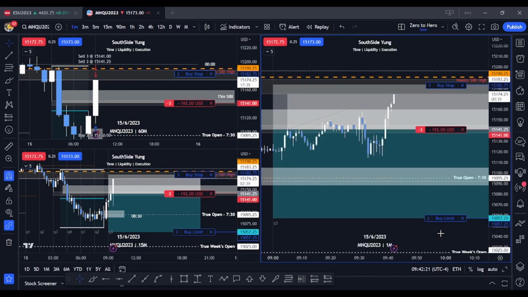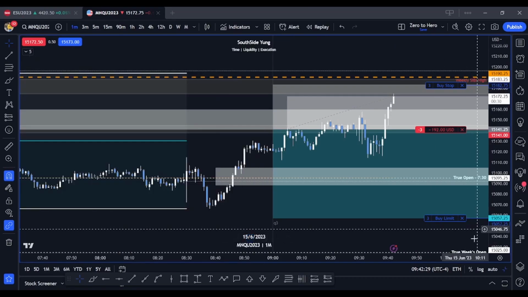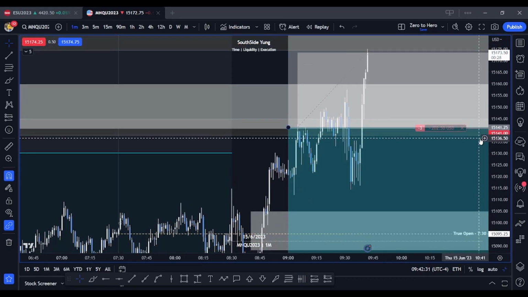Like, if we take a look at all these fair value gaps, they're not getting filled. This might be another inducement happening here. Monitoring this closely on the 1 minute.